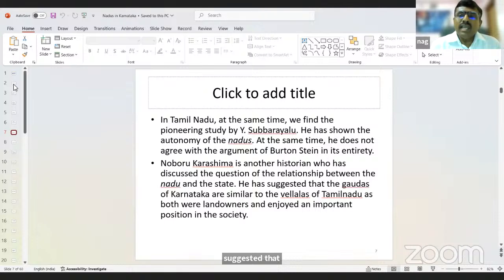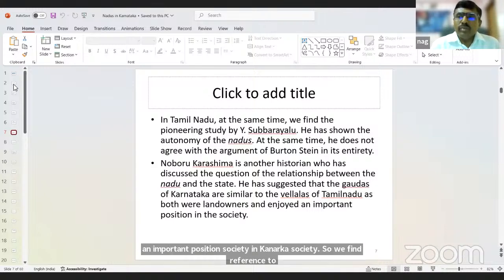So we find Vellalas of Tamil Nadu are the landlords and also the peasants. They were the landowners, and we find that Vellalas enjoy a very important position in society. Gaudas, in the same way, enjoy an important position in Karnataka society. So we find reference to the study of some of these terms.